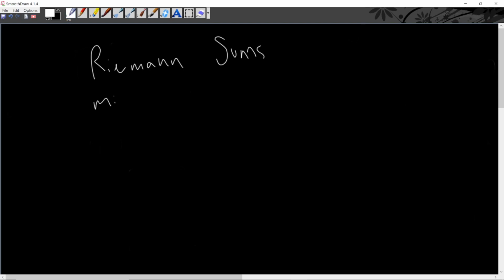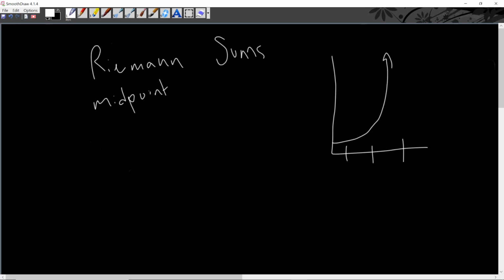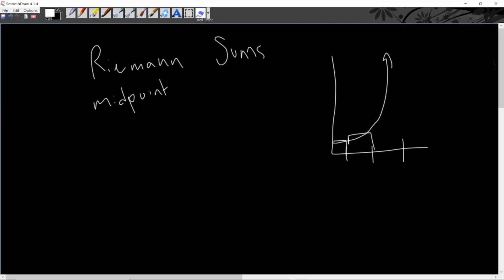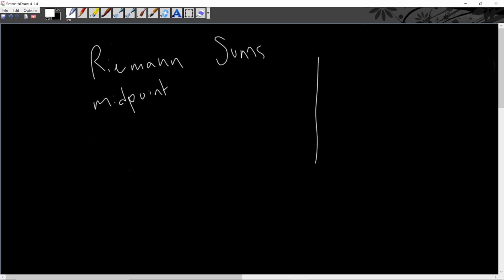Midpoint is kind of what it sounds like. Let's even go back to our y equals 2 to the x looking graph. Let's not give any specific subintervals. Let's say that this is a function, right? Getting a little bit ahead of myself. Let's redraw that. This is going to be y equals 2 to the power of x. Let's draw that like this.